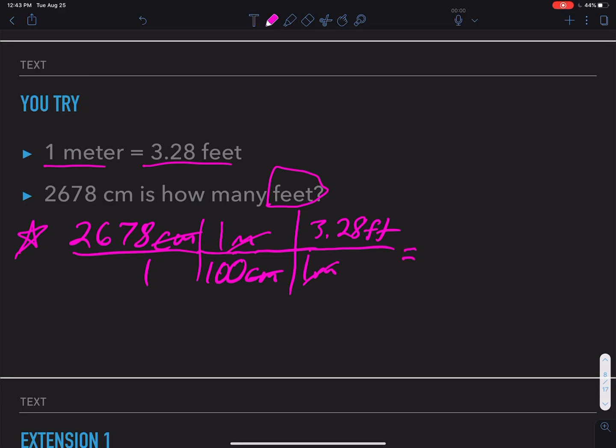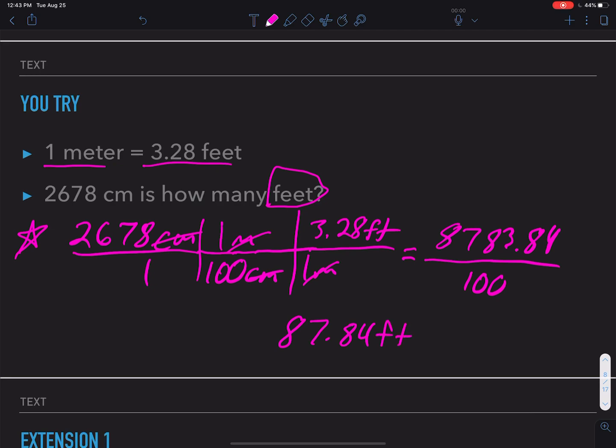So we're ready to work it out. So 2,678 times 1 times 3.28 is 8,783.84. Pretty cool looking number. Divided by 1 times 100 times 1, so that's 100. So that gives us 87.84 feet. Pretty awesome.